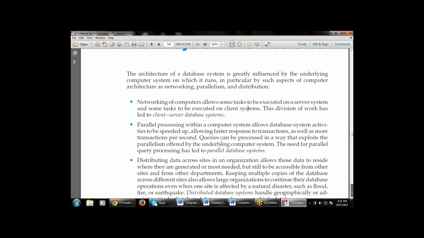The next point is that distributing data across sites in an organization allows the data to reside where it is generated or most needed. The data can still be accessible from other sites and other departments.